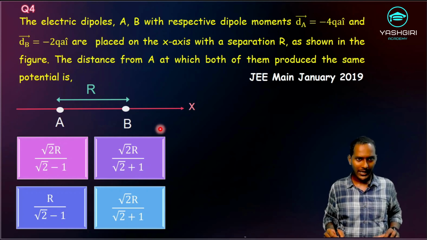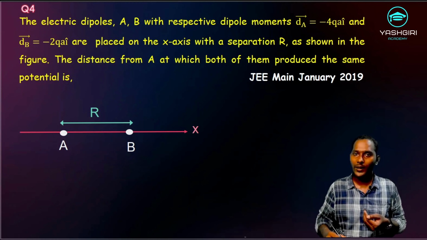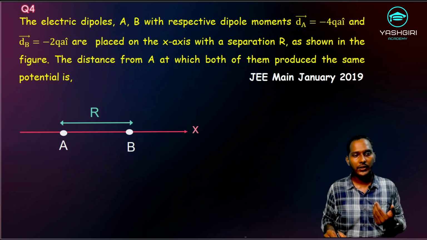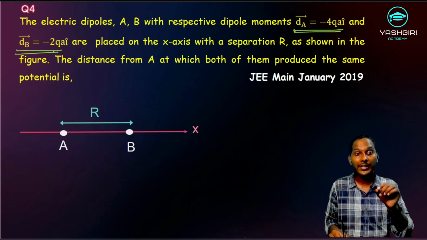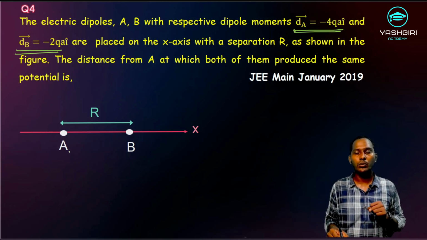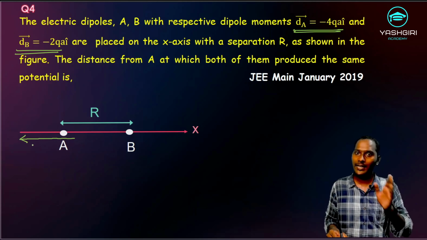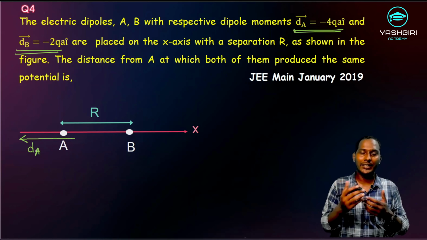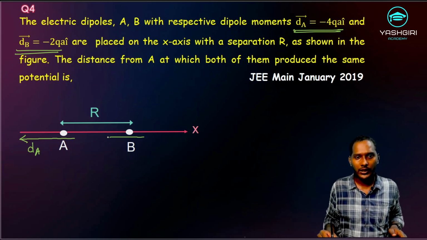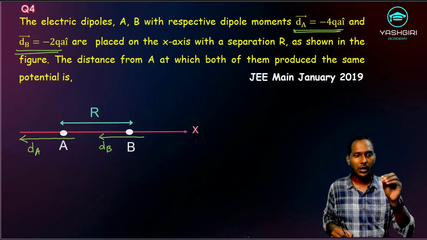If you see, students, in this question we have been given two electric dipoles, A and B, and the question tells us about the electric dipole moments. For A it is minus 4qa i cap, and for B it is minus 2qa i cap. So looking at these, I can say that for dipole A the electric dipole moment will be pointing towards the negative x-axis. Here they have used the notation D for the electric dipole moment; usually we use the notation P. Well, that's fine, we'll go with this notation. And for dipole B, the electric dipole moment is also pointing towards the negative x-axis.